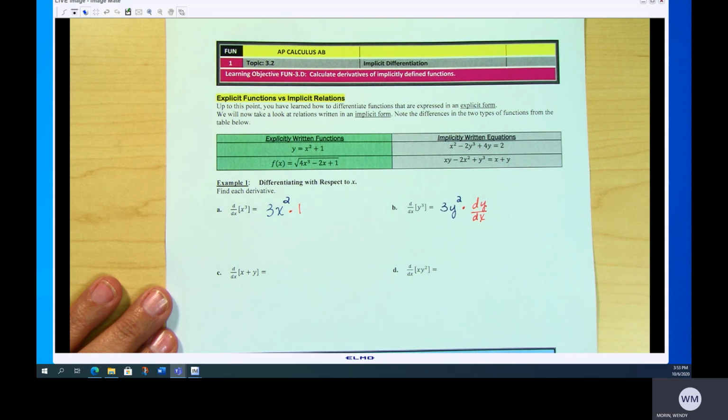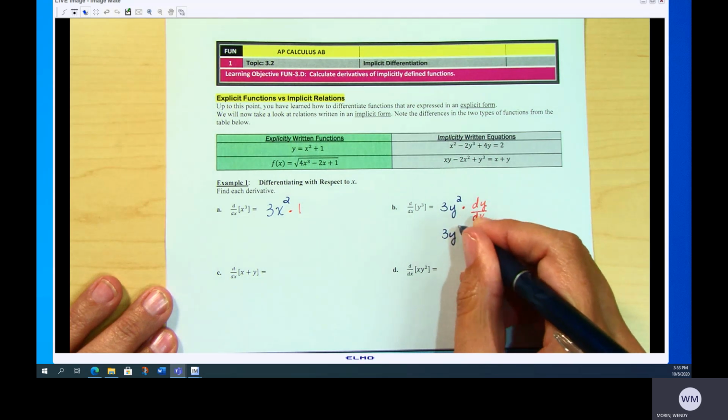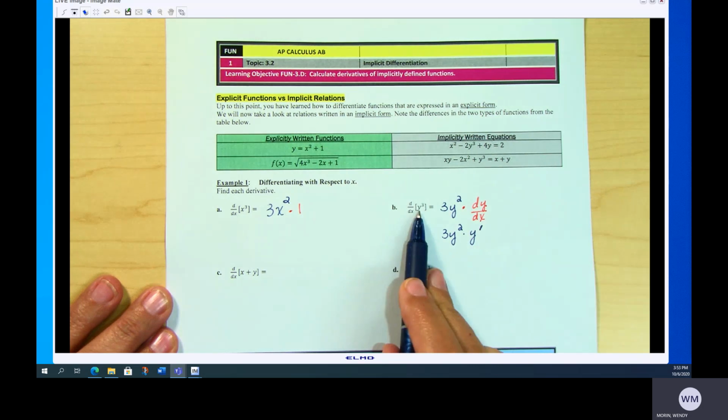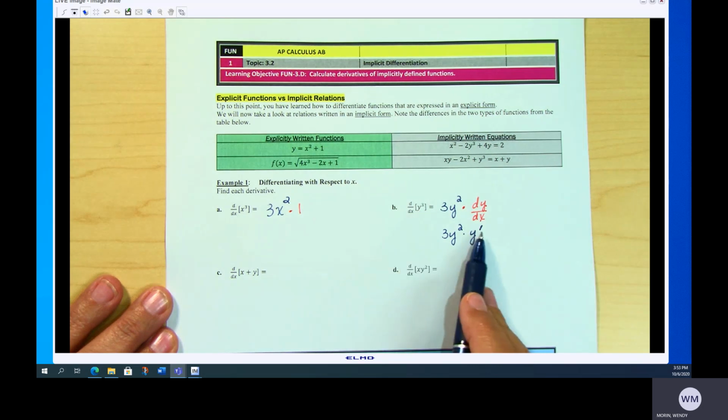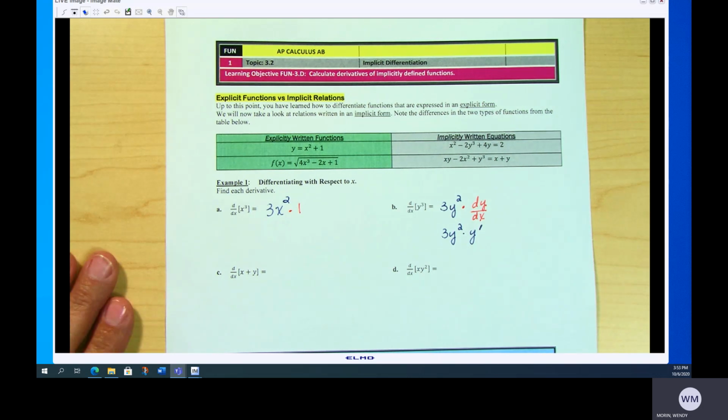Okay, to make it easier, the derivative of y with respect to x, we can just call that y prime. The derivative of y is y prime. These two things mean the same thing. This is understood, y prime. It's understood that it's the derivative of y with respect to x, which we've used before. Okay? So let's try this one.